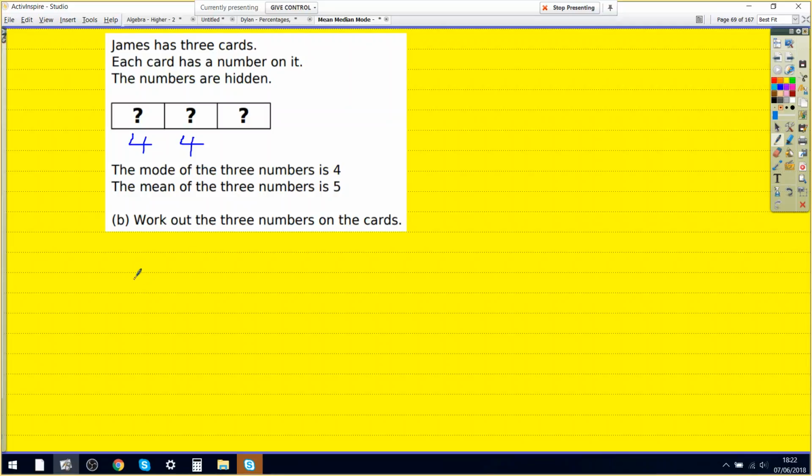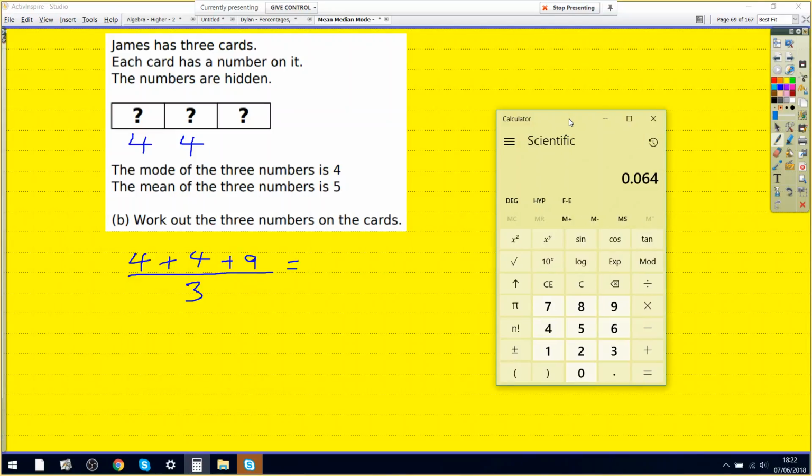How would you check if your answer is right for 4, 4, 9? You'd add all 3 of them up. And then? Divide them by 3. And 4 plus 4 plus 9 divided by 3, that's going to be a bit bigger. 17 divided by 3 gives you 5.6, 5.7. So it's too big.